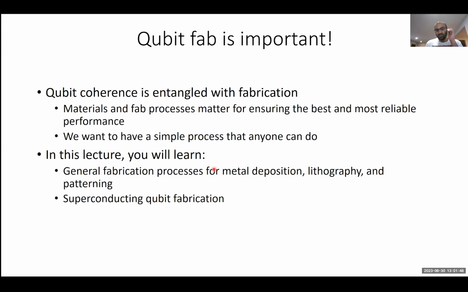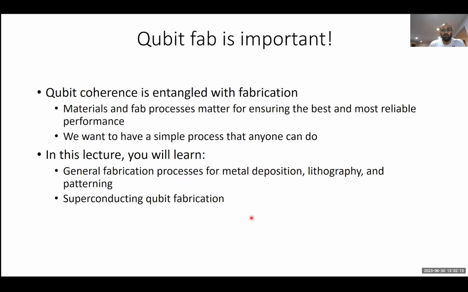So why is qubit fab important? Well, in general, coherence is going to be dependent on many things like your circuit design, your fridge wiring, your fridge setup and filtering. But the coherence of our superconducting qubits is very highly entangled with our fabrication. So the materials that we use, the fabrications that we employ really do matter.